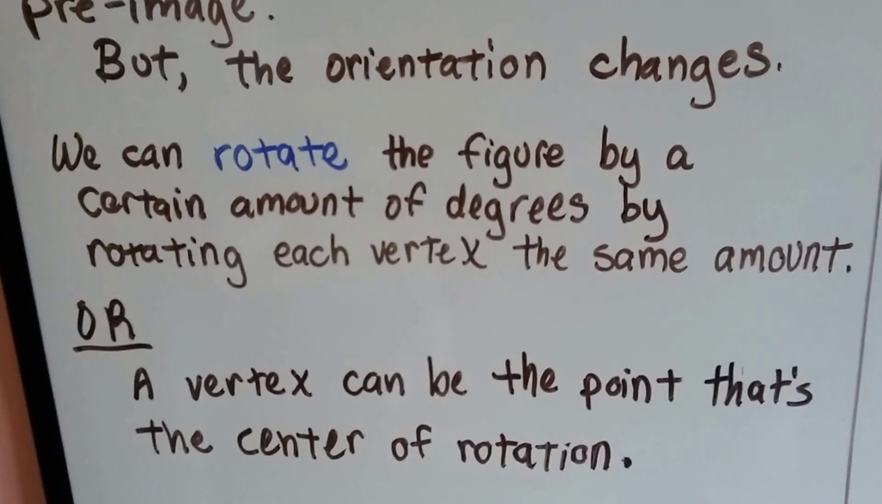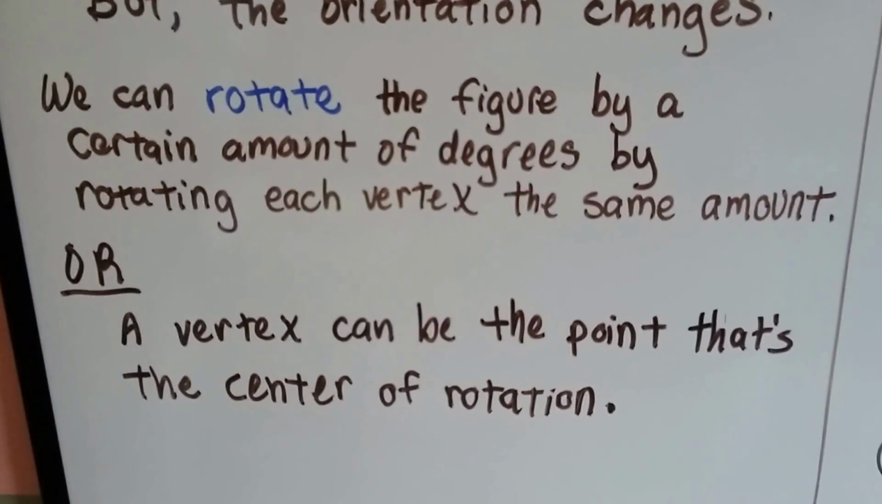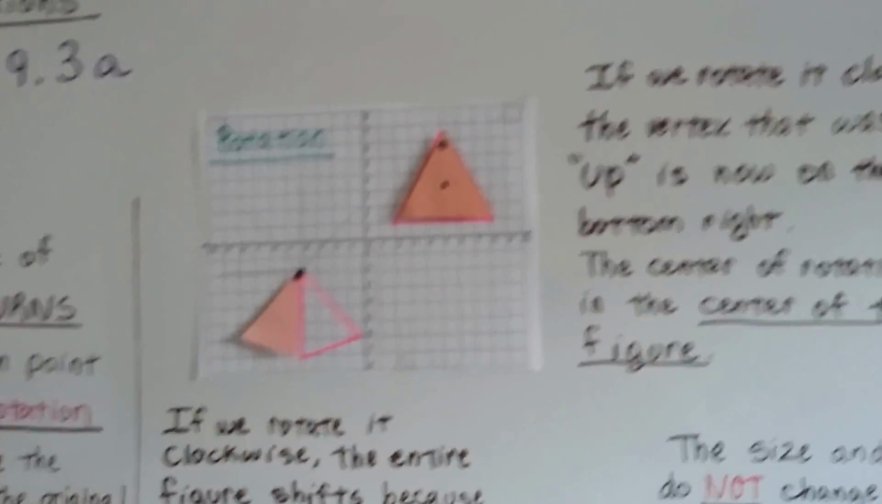We can rotate the figure by a certain amount of degrees by rotating each vertex the same amount, or a vertex could be the point that's the center of rotation. And I'll show you. So here I've got some triangles on this graph.